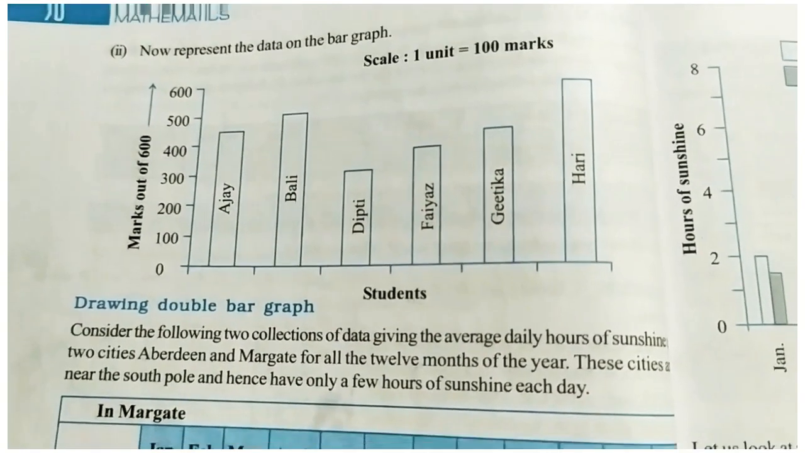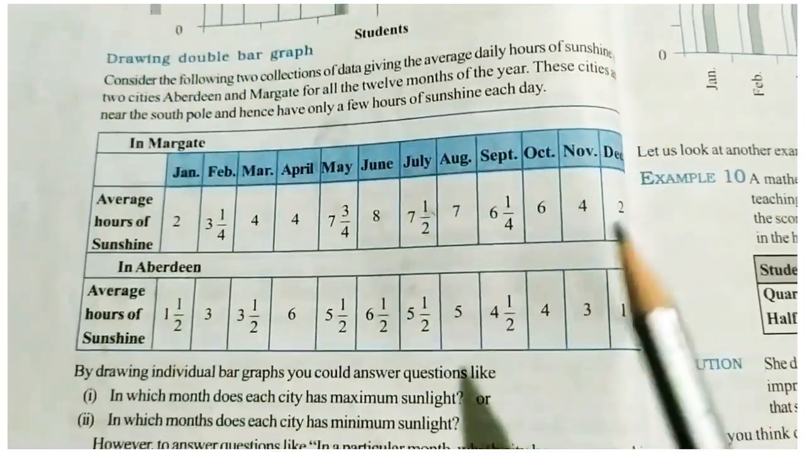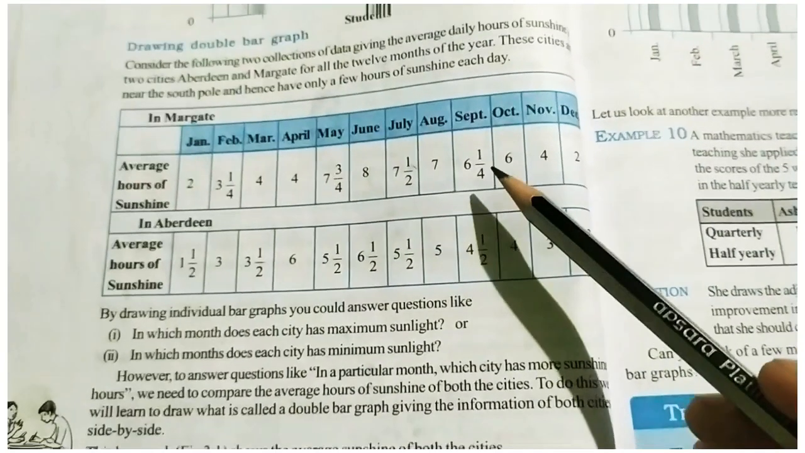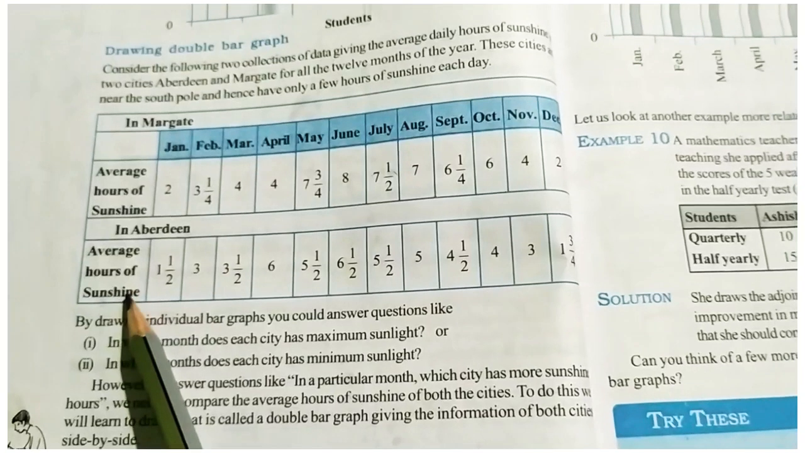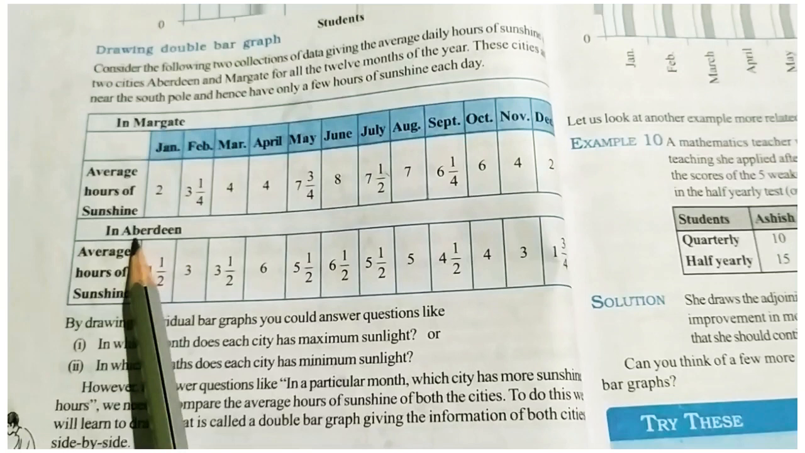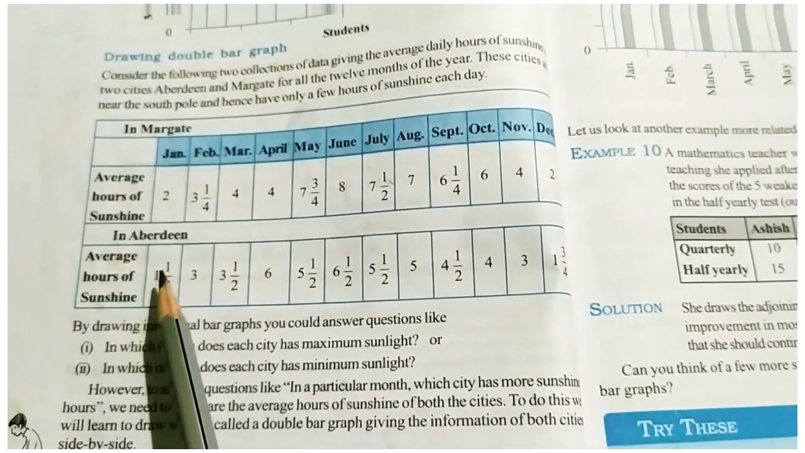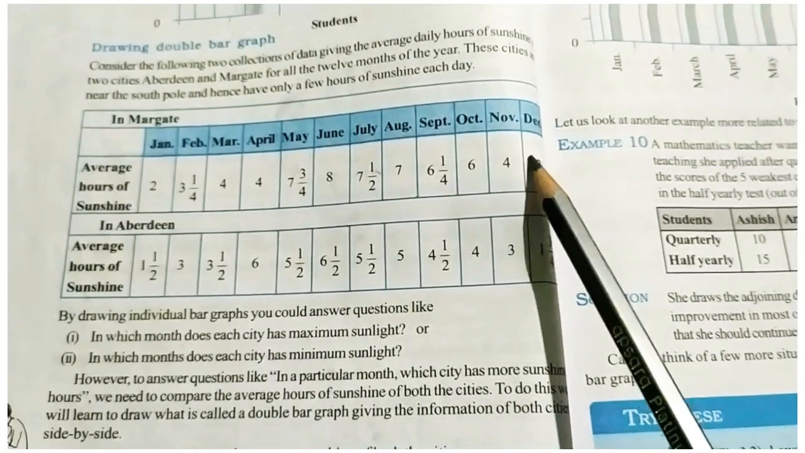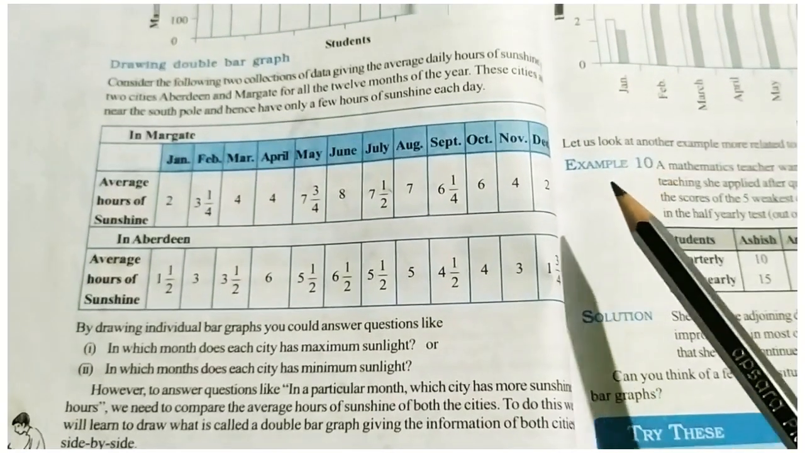Now going on to drawing double bar graphs. Here you have to represent two sets of data at the same time. They have given the average hours of sunshine in Margate and in Aberdeen. These two places they are taking. The sunshine is shown from January to December, and they plotted the graph for this.